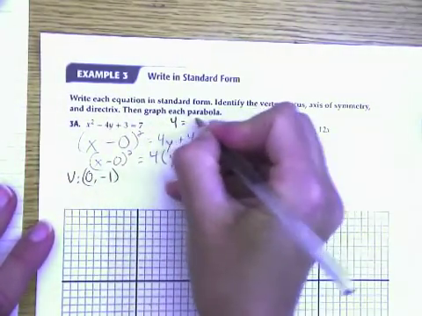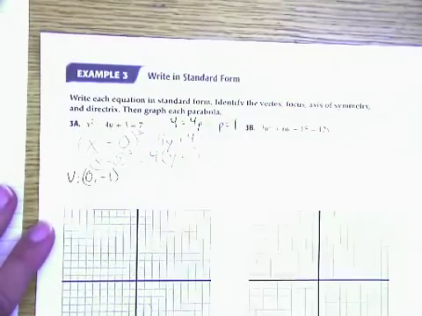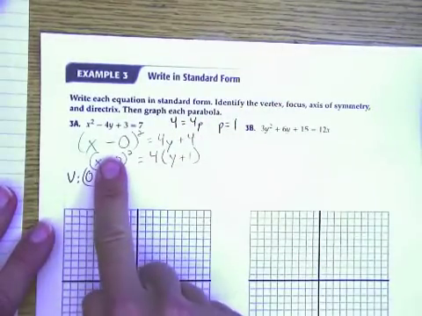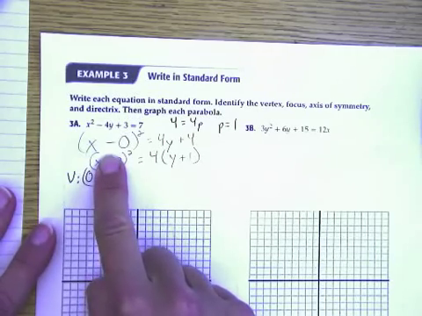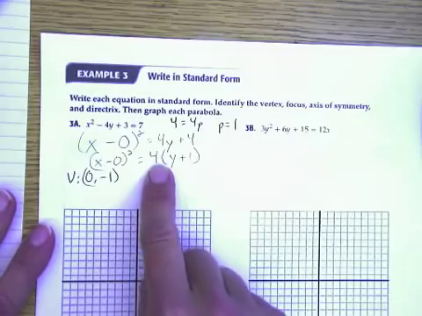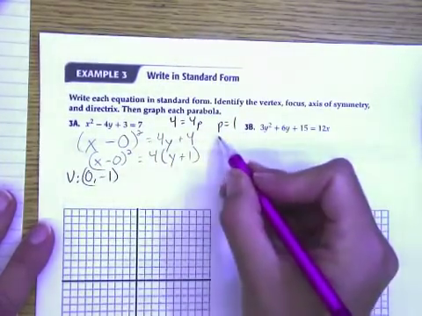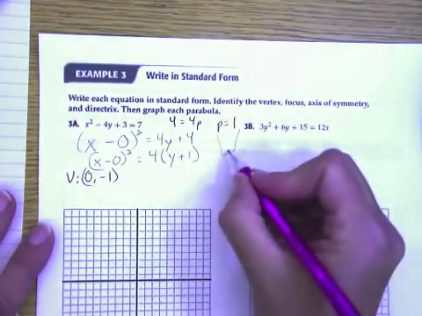Because 4 equals 4p, I know that p equals 1. Since my x is the variable that's being squared, I know this is opening vertically. Since p is positive, I know that it's opening positive vertically. So once again, it looks kind of like this. Not quite so ugly, but you get the idea.